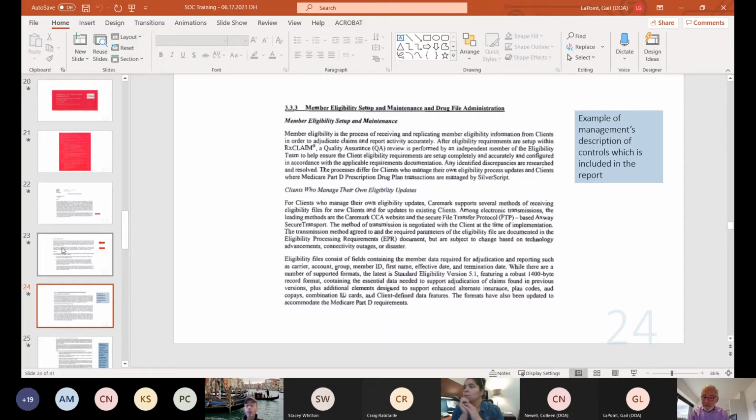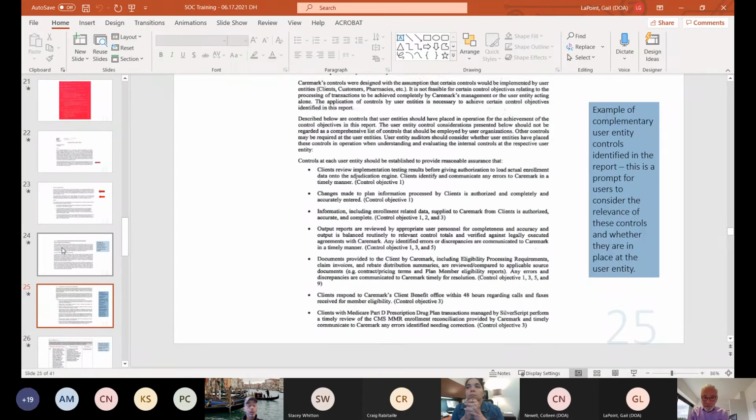So it's very detailed. It is relevant. It's important to understand. Slide 25 is a good example of where they've defined complementary user entity control considerations.